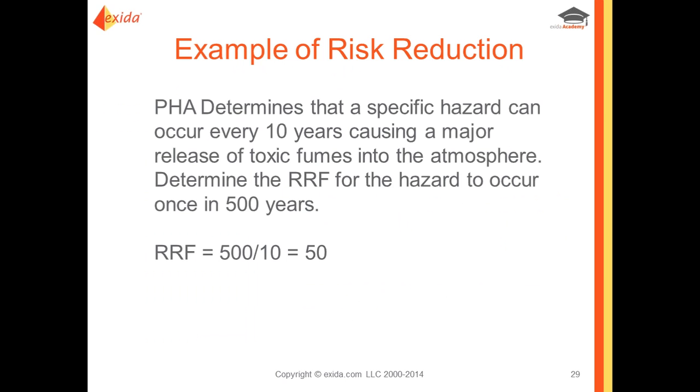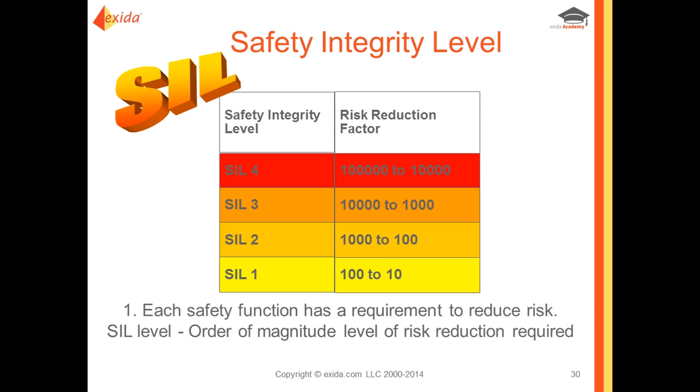So it's back and forth, and to establish systematic capability. Once again, you can go back and forth, either pick your SIL level or pick your systematic capability. So first we're going to look at establishing risk reduction.